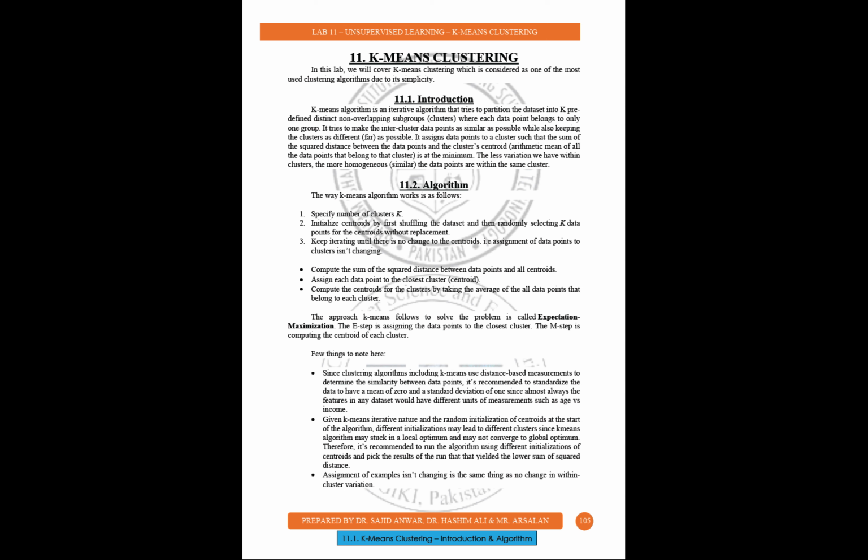Given the K-means iterative nature and the random initialization of centroids at the start of the algorithm, different initializations may lead to different clusters, since the K-means algorithm may be stuck in a local optimum and may not converge to the global optimum. Therefore, it is recommended to run the algorithm using different initializations of the centroids and pick the results of the run that yield the lowest sum of squared distance. Assignment of examples not changing is the same thing as no change in within-cluster variation.